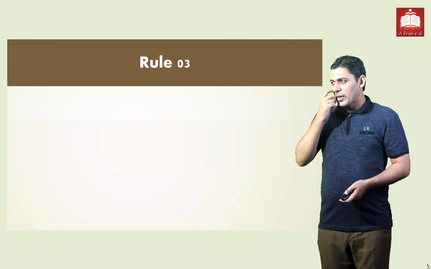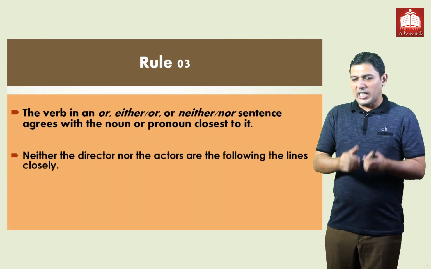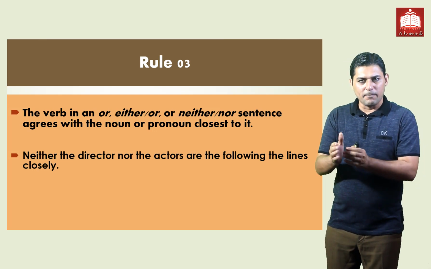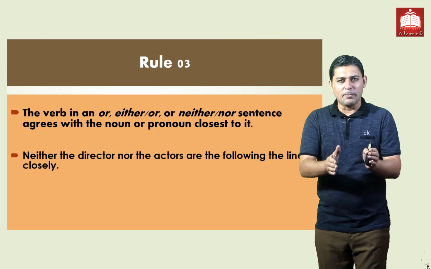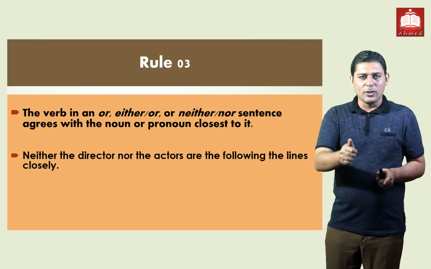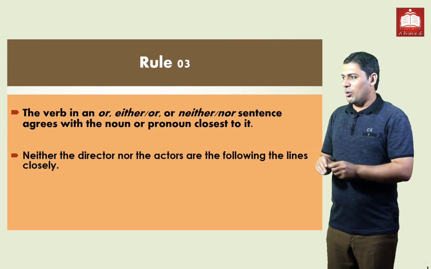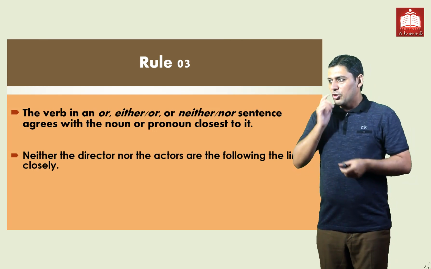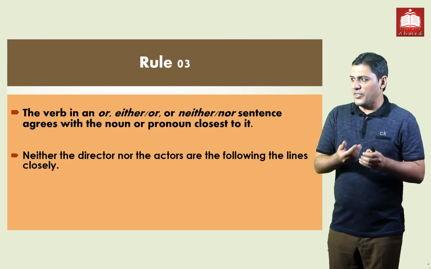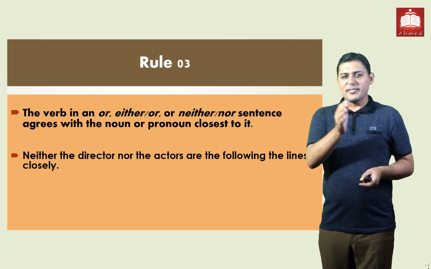Rule number 2 done. Rule number 3 is when we have the subjects neither nor or either or. Right? And here the subject that is closest, so we have two subjects, the last subject is the one we consider. Sentence number 1: neither the director nor the actors are following the lines closely. So one subject is director, number second we have actors. The last subject is the one you have to follow. So actors is written here.